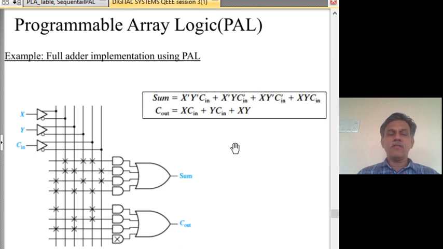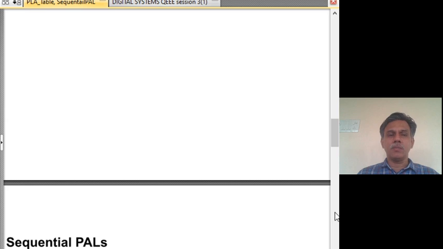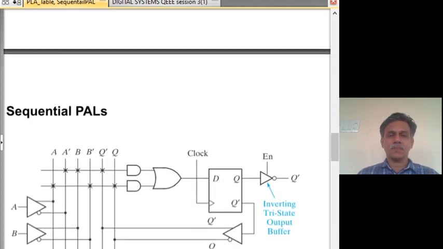So, more often we also need to use flip-flops. In particular, the D flip-flop is the most popular one to come up with a full-fledged circuit. So, there are circuits which, in addition to the PALs, also have the flip-flops present, and they are also a part of the programmable circuits. Those are called the sequential PALs.